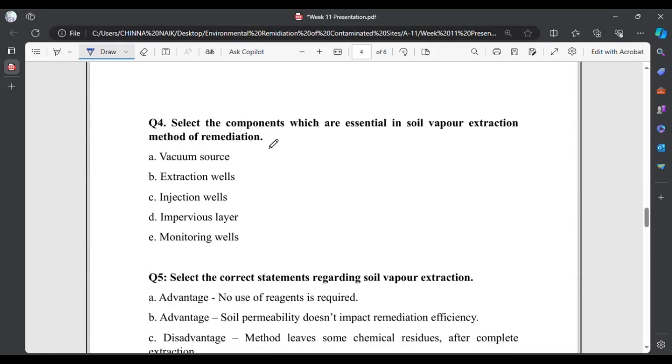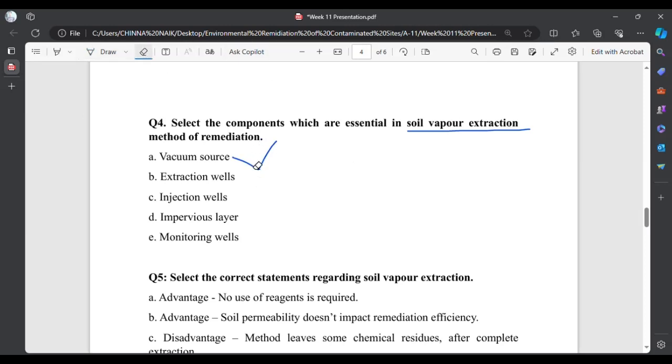Question number 4: select the components which are essential in the soil vapor extraction method of remediation. We discussed, right, the different components we install in the contaminated site for the soil vapor extraction method. Select the correct components. Vacuum source, right? Yes, we introduced a vacuum source. And what about the extraction well? The extraction well we also introduce.